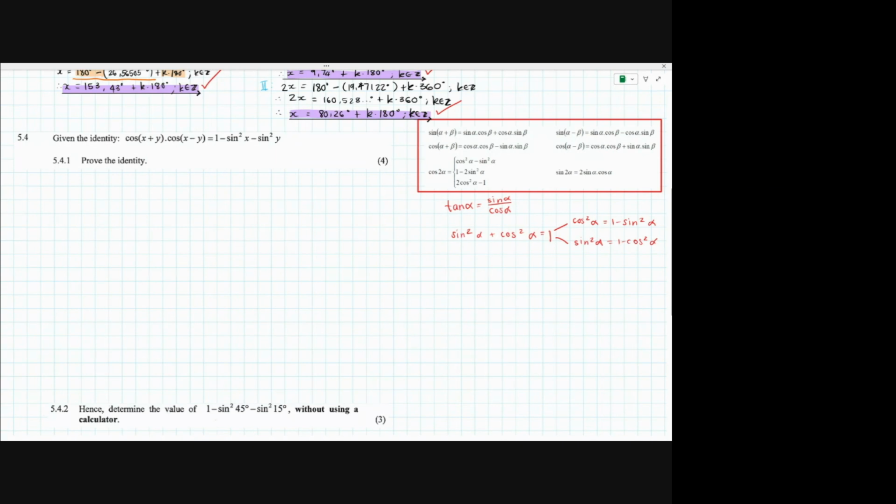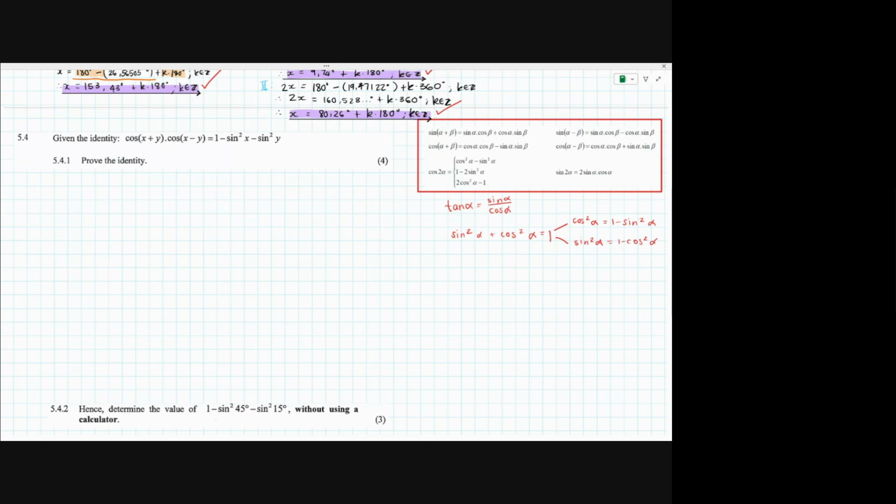Right, so we have been given the identity cos of x plus y times cos of x minus y is equal to 1 minus sine squared x minus sine squared y. And the first question is asking me to prove the identity. Now remember, when we are proving an identity, we work with one side. You either choose the left-hand side or you choose the right-hand side. That's it. You cannot work with this as an equation. You pick a side. Now, oftentimes you can work with both sides. Like you could pick either one and you'd be fine.